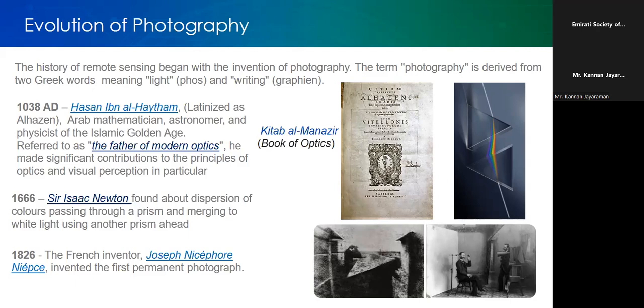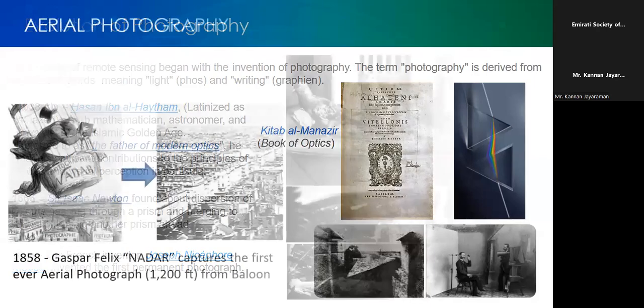Now, the technology kept growing, but in 1826, the French inventor Joseph Niepce invented the first permanent photograph. He invented the instrument, we can say, to capture the surroundings. So that was the first breakthrough of photography. So starting from Al-Hasan in 1038 AD, in 1826 we had the first permanent photograph.